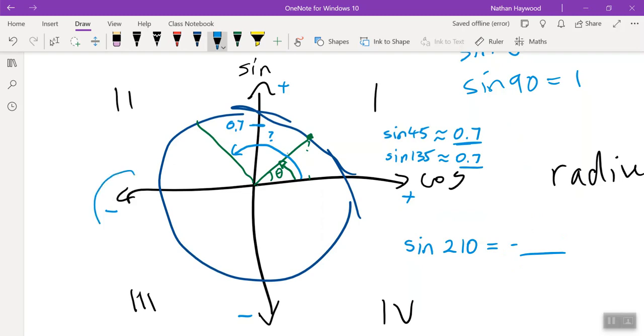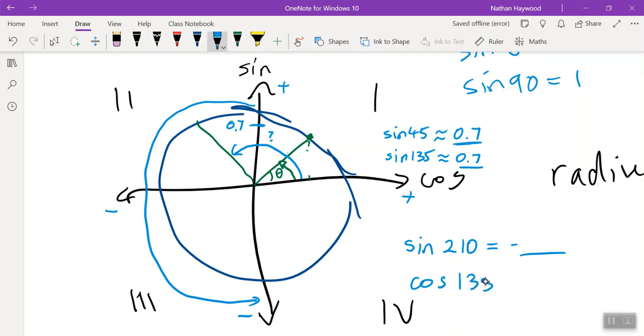For cos, there's a negative x-axis here, so any angle between 90 and 270 that we put into cos will give a negative answer. If we put in 135 in cos, we're going to get approximately negative 0.7. And that's because cos is on the x-axis.